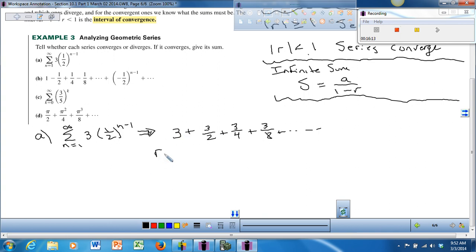So looking at that, what's my common ratio? What am I multiplying by each time? 1/2. Absolute value of r is less than 1. So my series converges. And now let's find out what it converges to. S is going to be my first term, which is 3, over 1 minus the r, which is 1/2. 3 over 1/2 gives us 6. So our sum is 6.